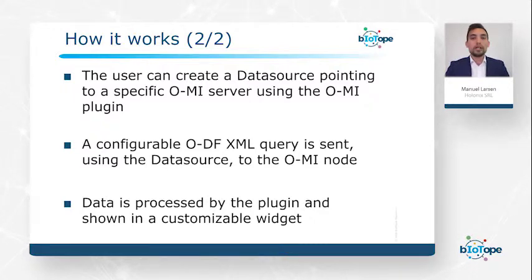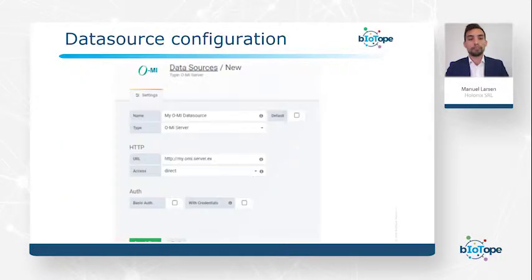We are now going to see how to configure the data source and the query to correctly call an OMI server. So first of all, we need to define the data source configuration. The first two fields represent the name for the data source we are creating and the type of data source, OMI server in our case. Then we have to define the URL of the server and the server access. We can furthermore configure the connection, defining if the call should add a basic auth header and if it should use the with credentials flag.